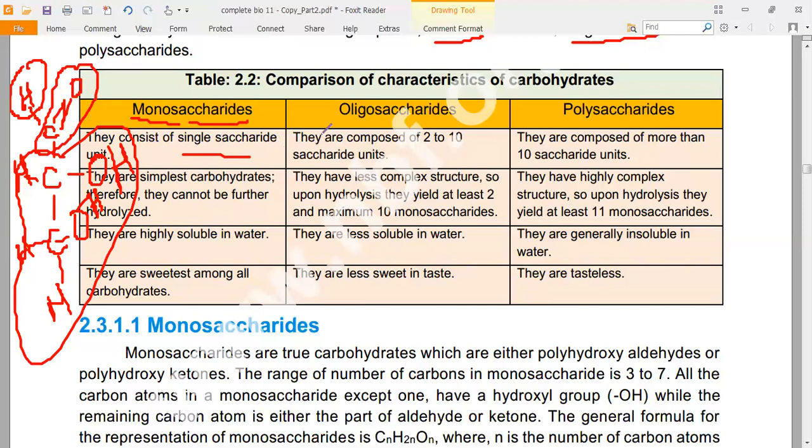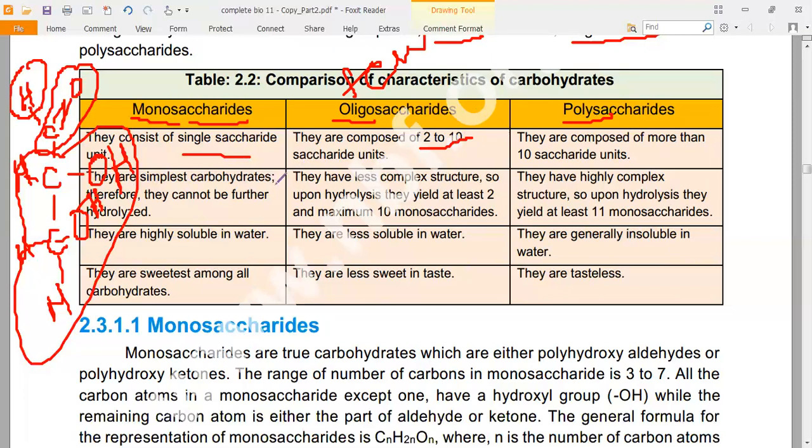Okay, so this is the single unit, a single saccharide unit. And if we talk about oligosaccharides, that is 2 to 10 saccharide units. This is one saccharide unit. So in that we can have 2 to 10 saccharides, number one joining with number two, then three, number four. We will talk about oligosaccharides later, inshallah. Then in polysaccharides, we can have more than 10 saccharides. Poly means many saccharides. Oligo is also a Greek word, which means few.